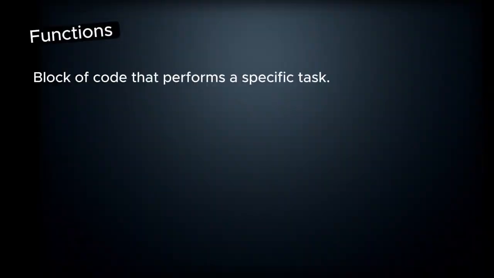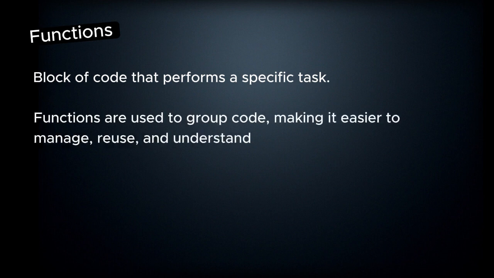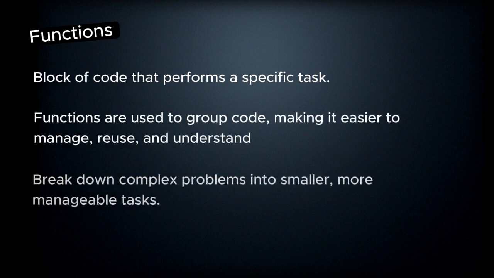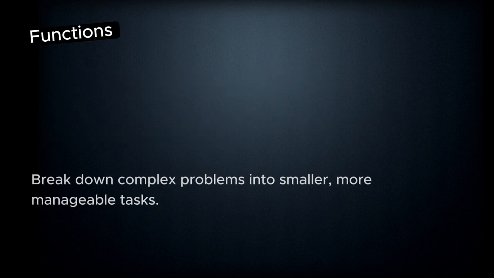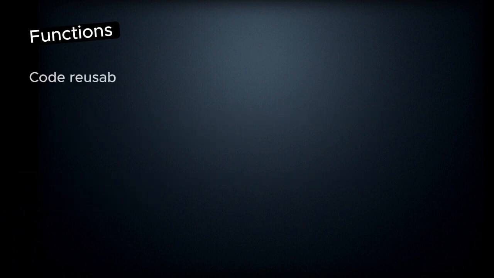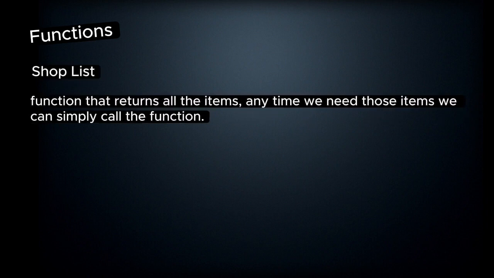A function in programming refers to a block of code that performs a specific task. It's like a mini program within a larger program. Functions are used to group code, making it easier to manage, reuse, and understand. Functions are important because they help break down complex problems into smaller, more manageable tasks. By organizing code into functions, it becomes easier to write, test, and debug code. Functions also promote code reusability, allowing developers to use the same block of code in multiple places within a program. For example, if we are creating a shop list, we can have a function that returns all the items. Anytime we need those items, we can simply call the function.